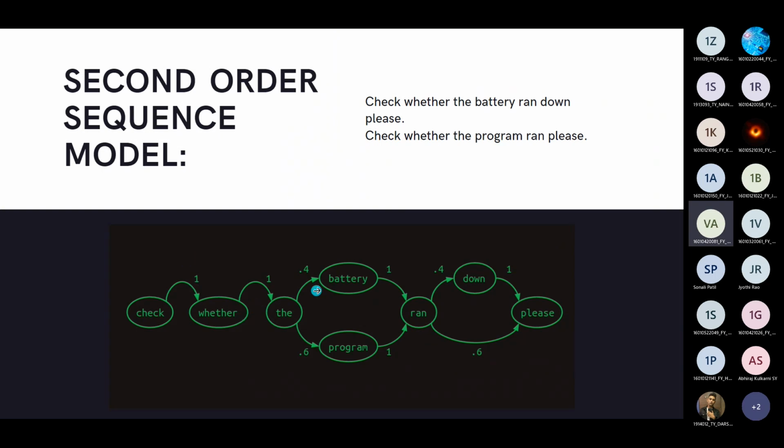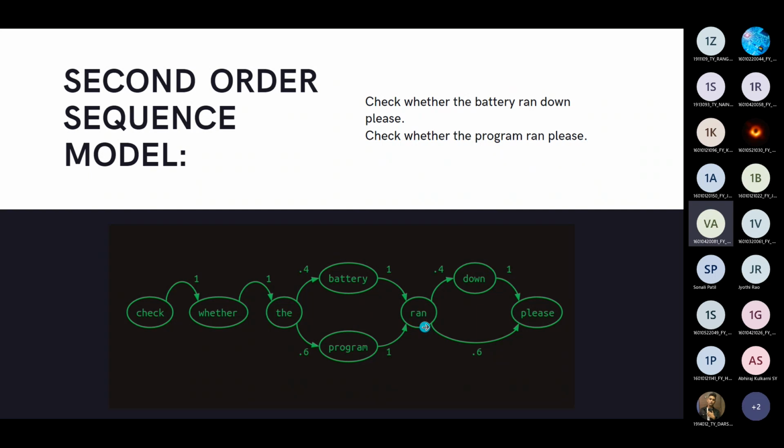What is happening here is, if we read these two sentences: check whether the battery ran down, please. Check whether the program ran, please. As you can see, if I want to predict the next word after "the", it depends on the battery. If it is battery, then I will take this path: battery ran down, please.